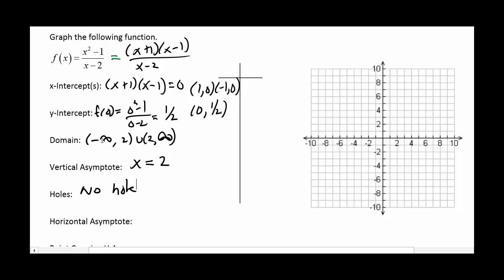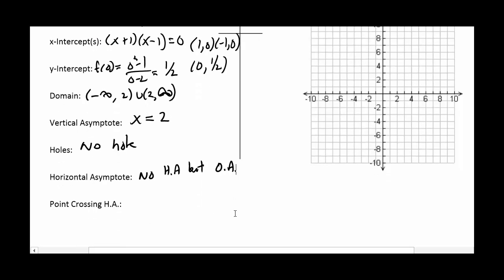Okay, and here's that moment of truth. I mentioned this case earlier, and here's where it's going to come up. This is a top-heavy rational, so there is no HA, but there is an oblique asymptote. This is where we'll look at what that actually does to your graph when an oblique asymptote shows up. Because there's no HA, we don't have to worry about it crossing the HA.